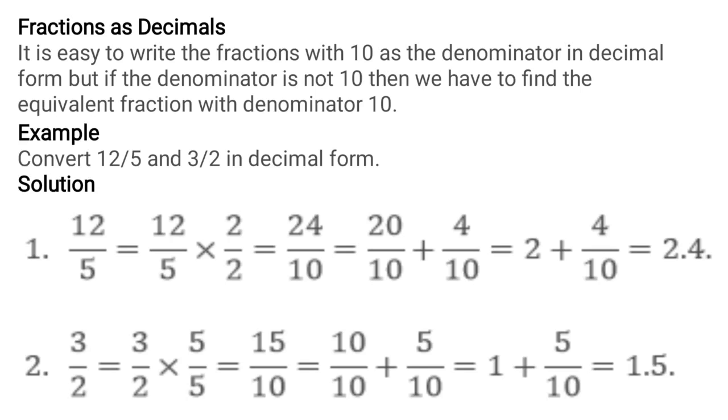Similarly, in order to get the decimal form of 3 by 2, we'll have to multiply 3 by 2 with the non-zero fraction 5 by 5, which gives us 15 by 10 as the equivalent fraction of 3 by 2 with denominator 10, and thus the decimal form of 15 by 10 is 1.5.